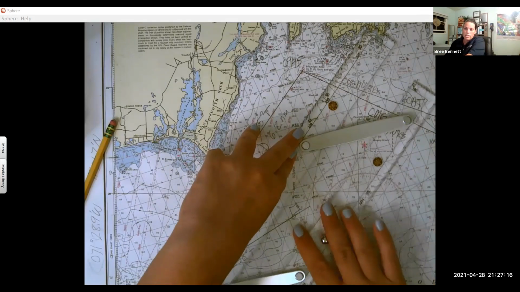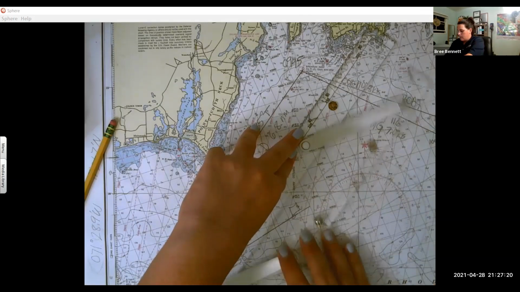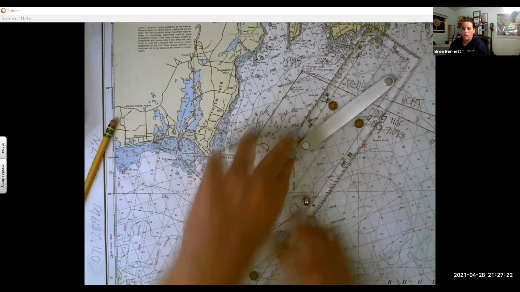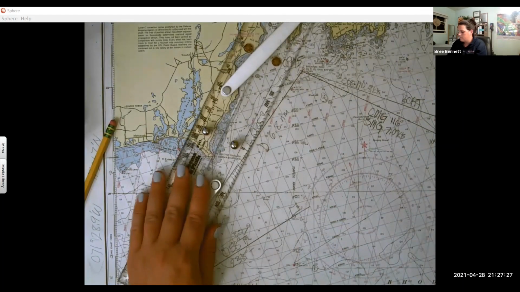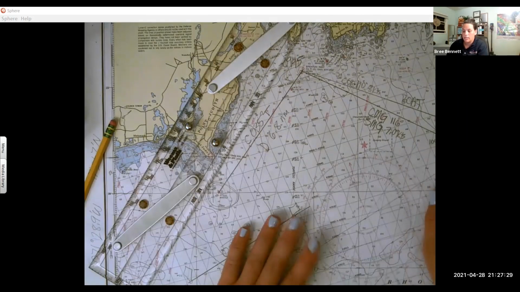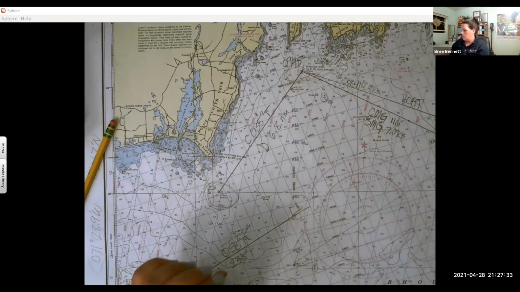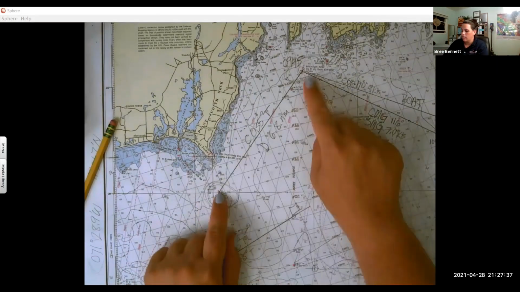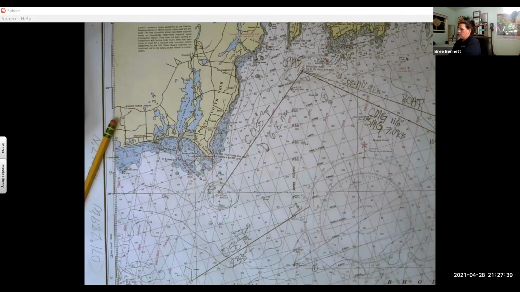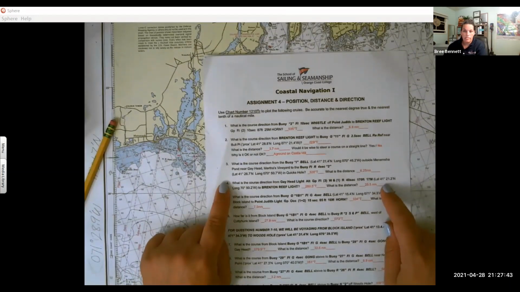You don't have to draw on the line. You can just read it if you want. I guess when I'm using the compass rose, I like to draw on the line. But that is just another way to do it. So that is your course and direction for each of those for your Breton Reef assignments.